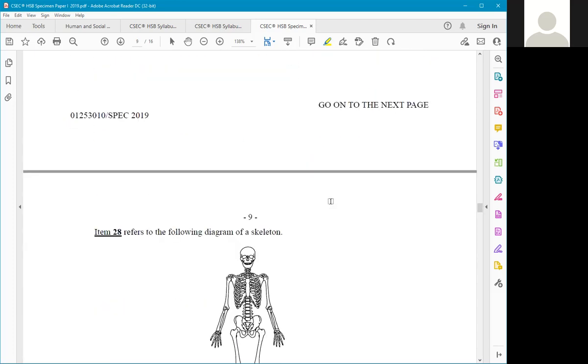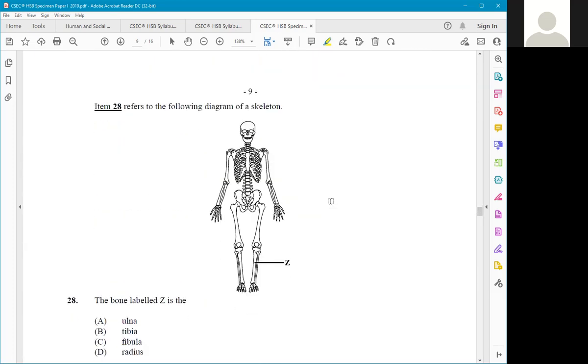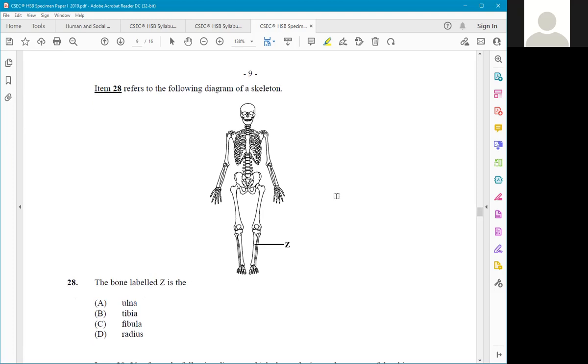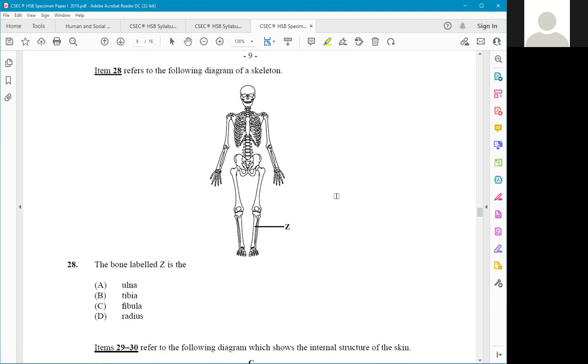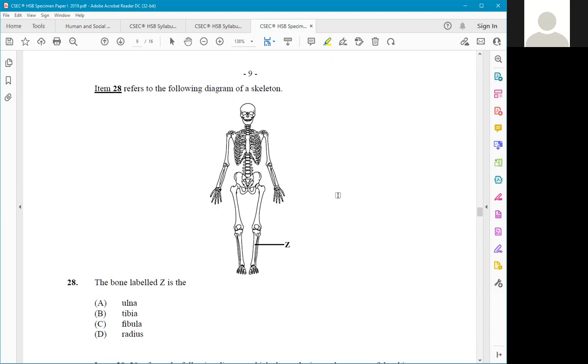Number 28. 28 refers to the following diagram of a skeleton. The bone labeled Z is the... Come straight from Mr. Ned. Remember the flimsy one that starts with F? Flimsy one starts with F and it is behind.